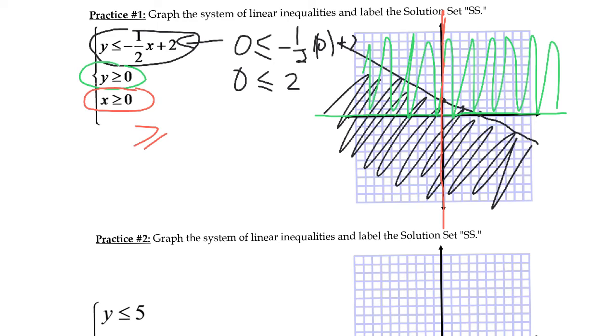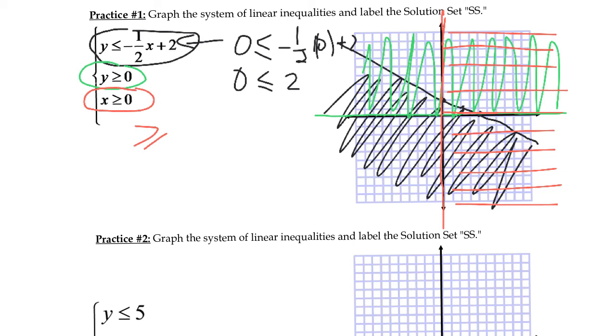Okay, now the question is, do we shade to the right or do we shade to the left? Greater than indicates I will shade to my right. Also, you can test a point. So now, the final question is, where is my solution set?